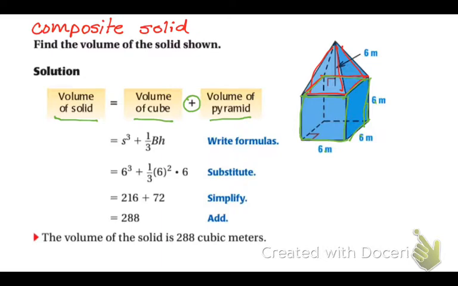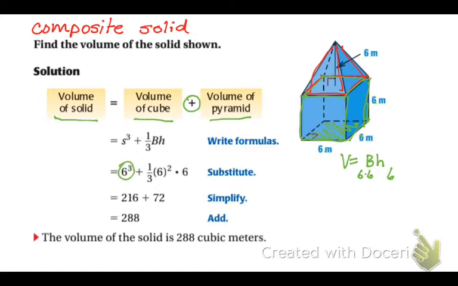Okay, if you want to put that in terms of a regular prism, remember our volume is base times height, so we have the base of the cube is 6 times 6, and then you multiply that by the height, okay, and you come up with 6 cubed, which is right here.